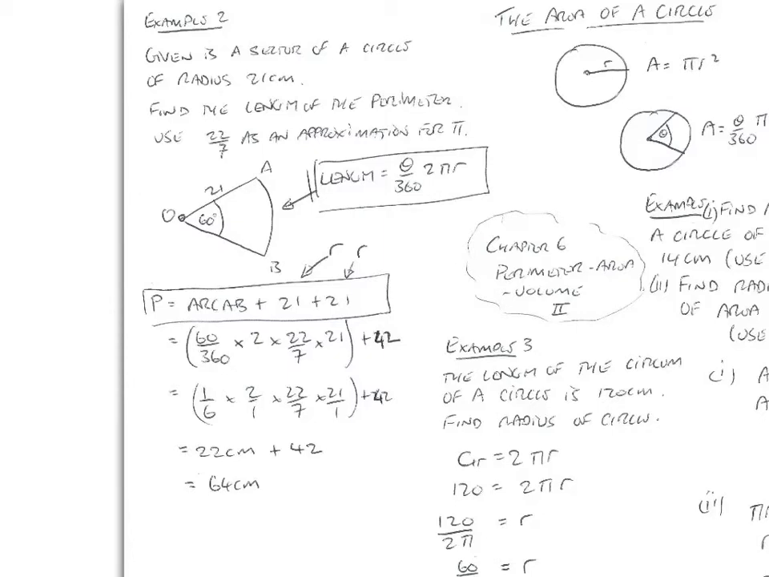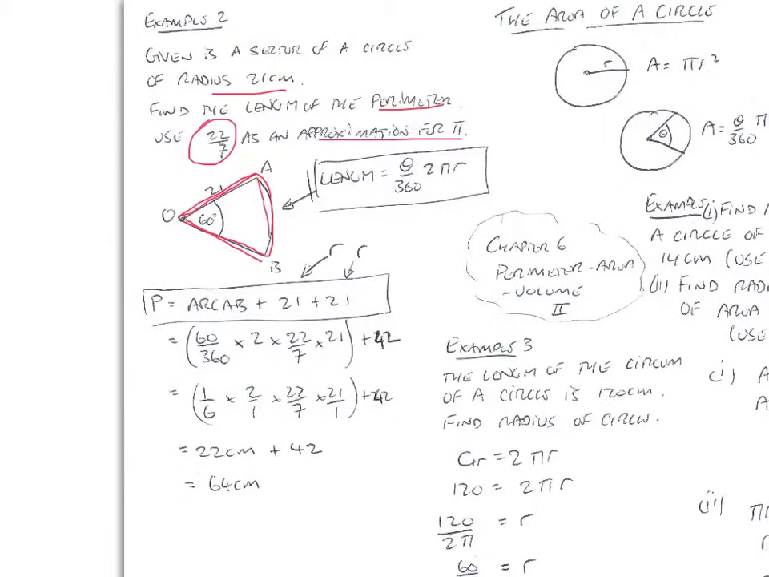Okay, another example. Given is a sector of a circle of radius 21 centimeters. Find the length of the perimeter, that's from here down to here and back to here. Use 22/7 as an approximation for pi.